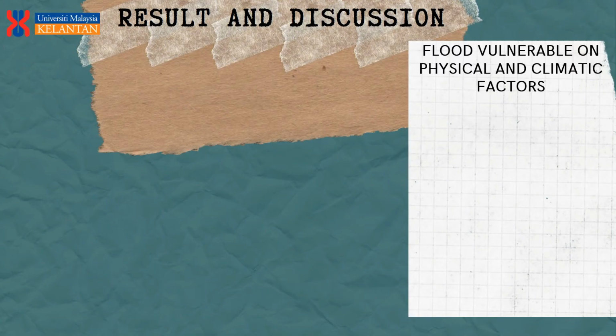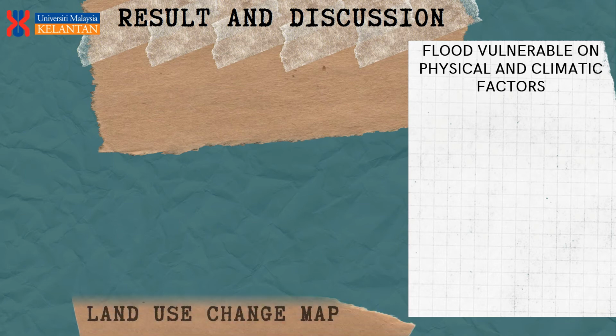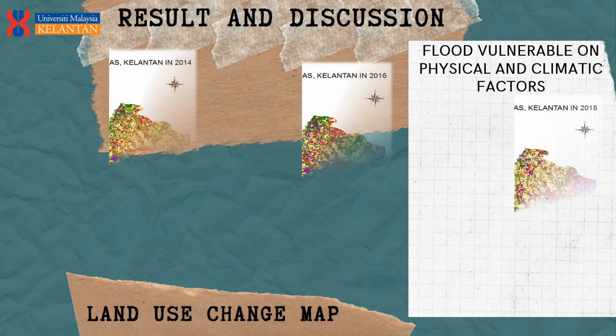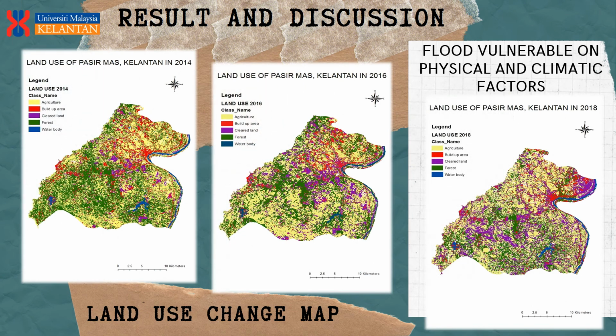Here is the result and discussion of flood vulnerability on the physical and climatic factors. First is the land use change map. Figures show the spatial area change of 2014, 2016, and 2018 respectively of the 5 classes: agricultural area, cleared land, forest, and water body.